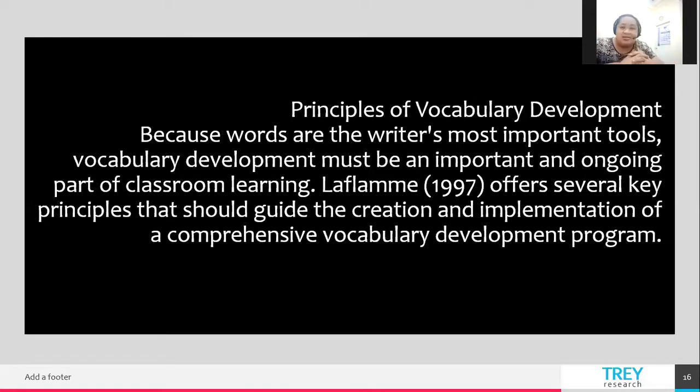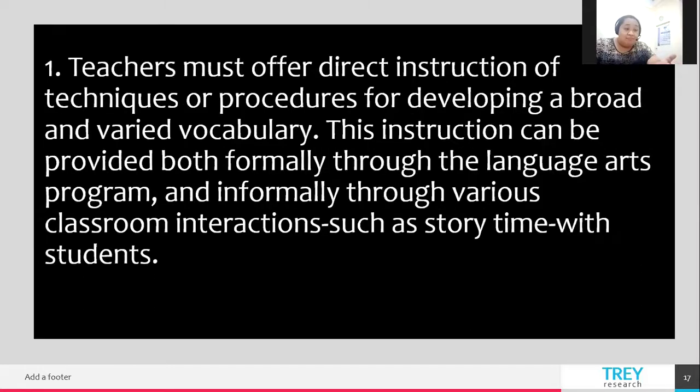So let us talk about the principles of vocabulary development. Because the words of the writer are the most important tools in vocabulary development. It is also very important to classroom learning. Because how could you deliver your lesson if you don't have that wide variety of vocabulary? How could you communicate with your students if you don't have that wide variety of vocabulary? So let us talk first about the rules.